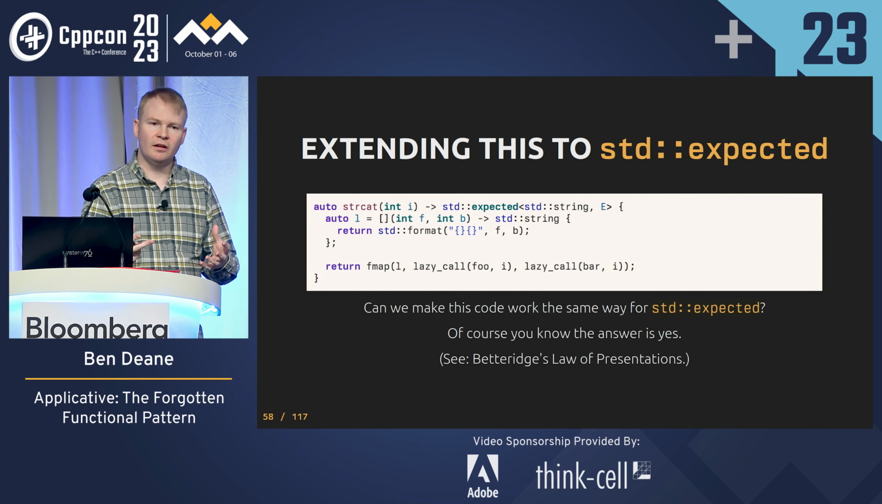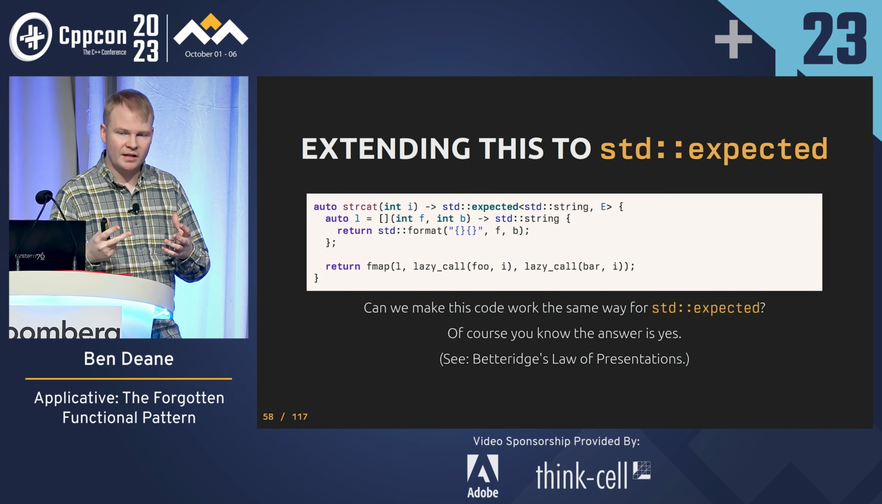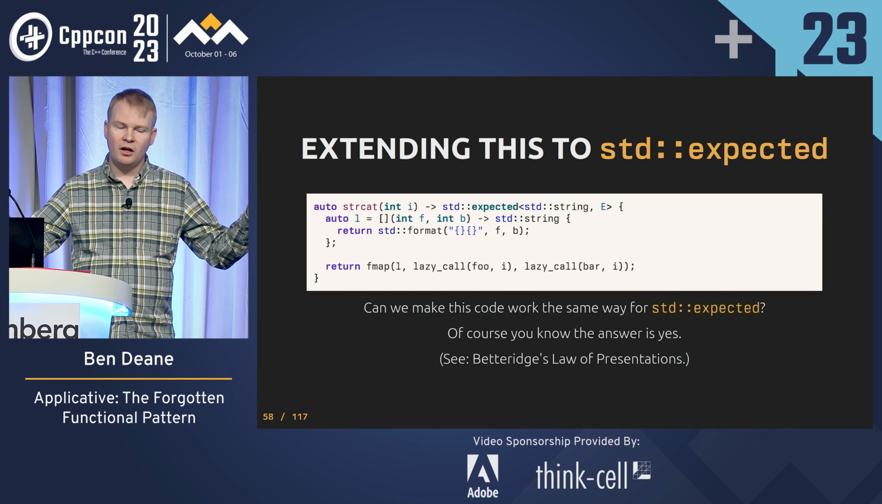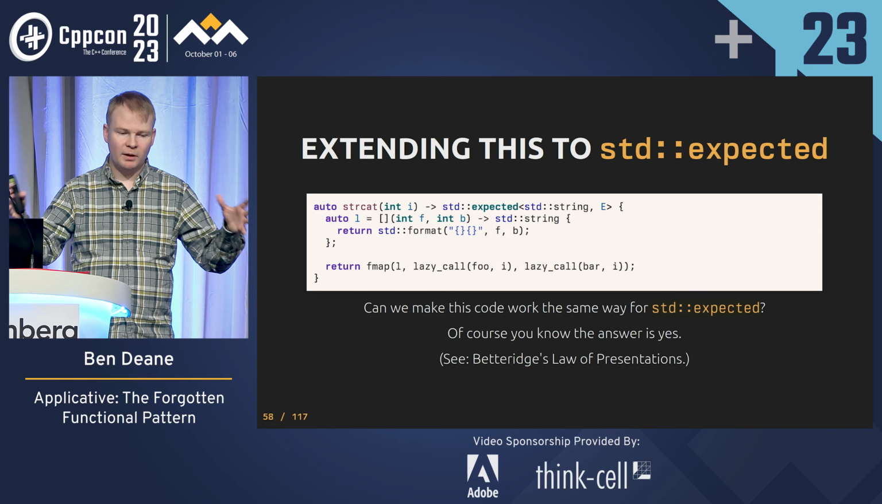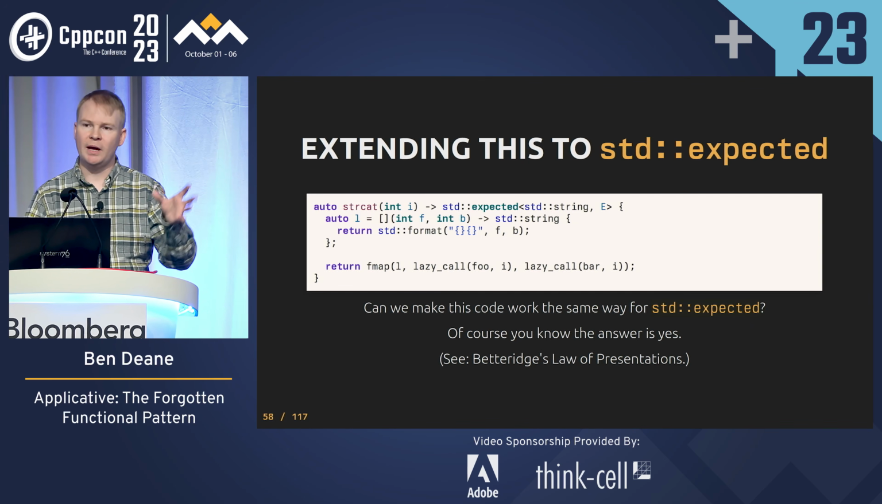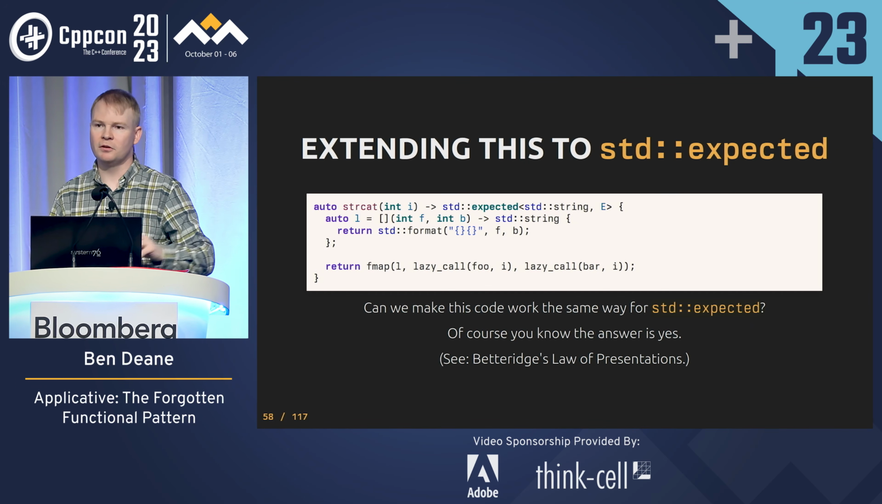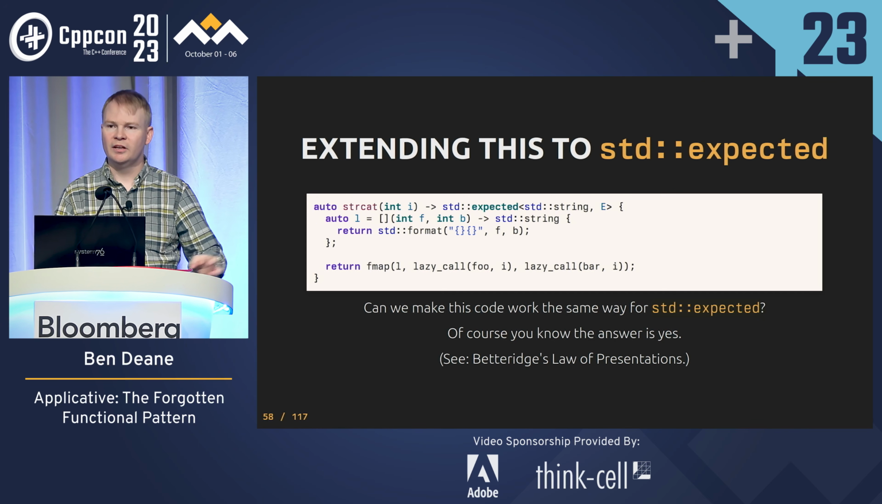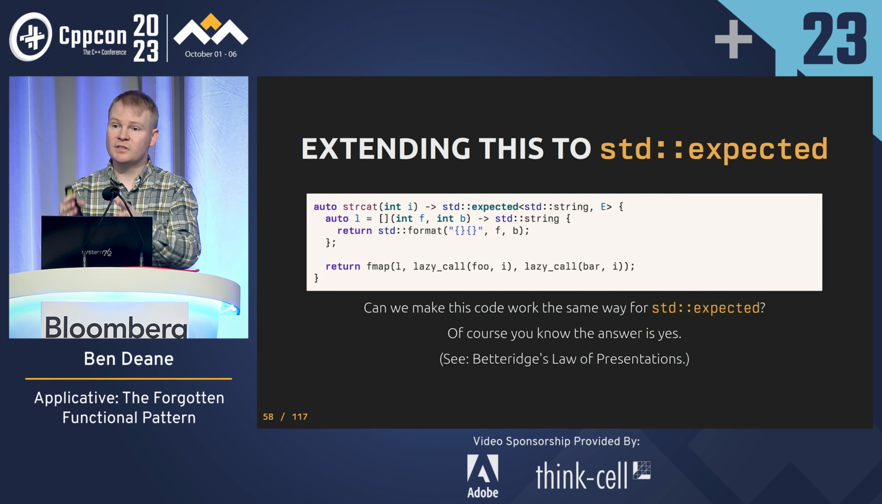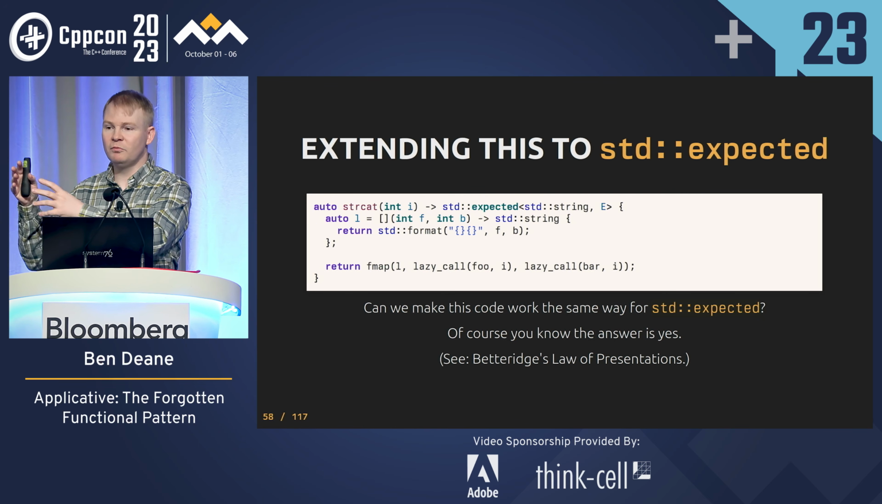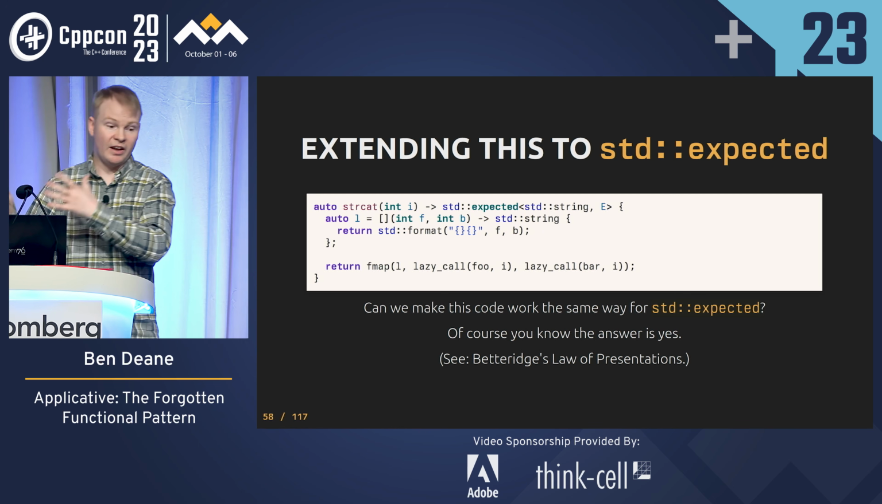And that's worth saying, again, to people who are new to functional patterns, that the patterns are the same. We can think about them the same, but the implementation of the pattern is different for every functor. So fmap on optional is different from fmap on expected, which is different from the implementation of fmap on vector, let's say.